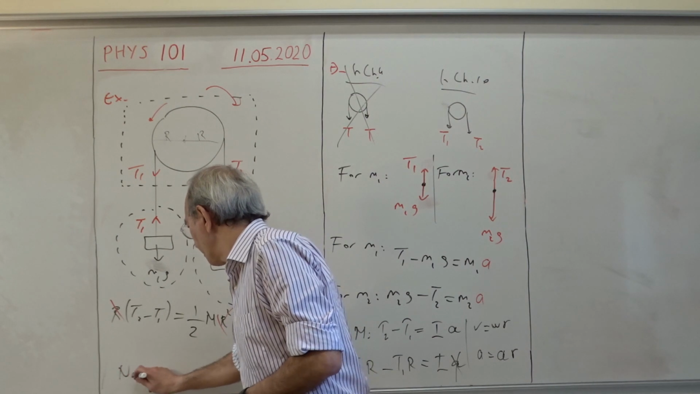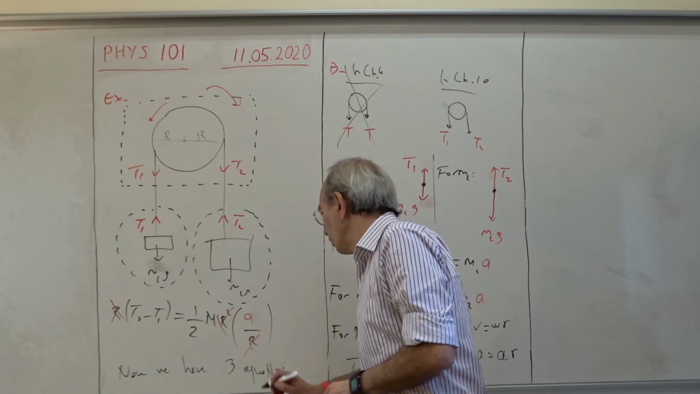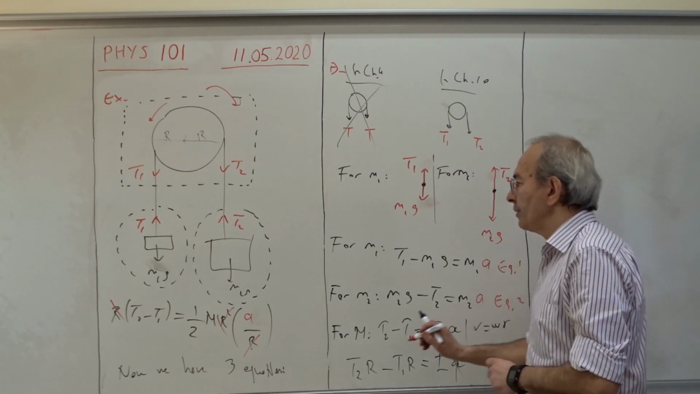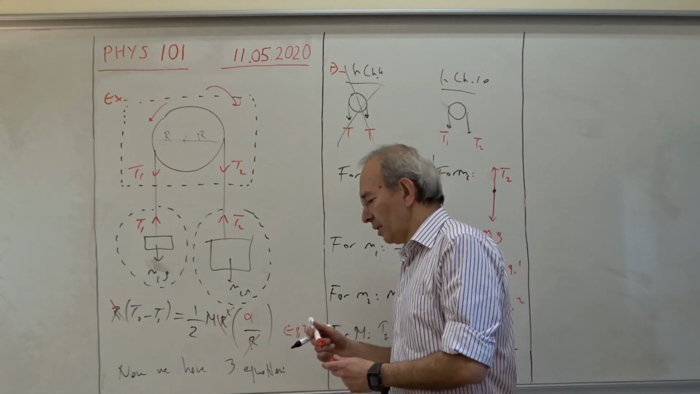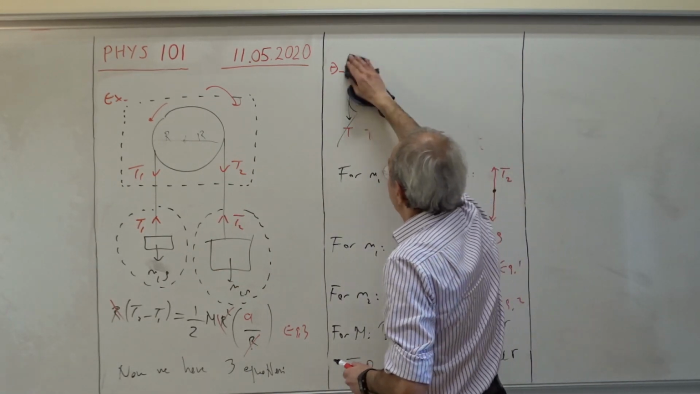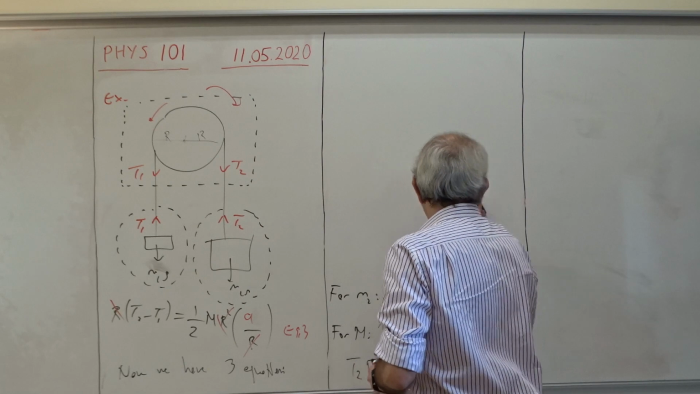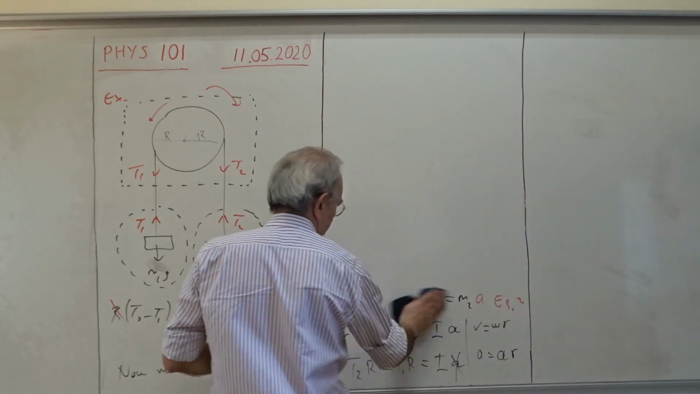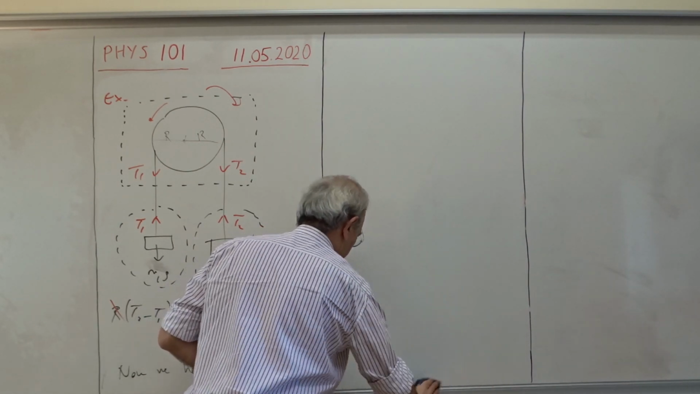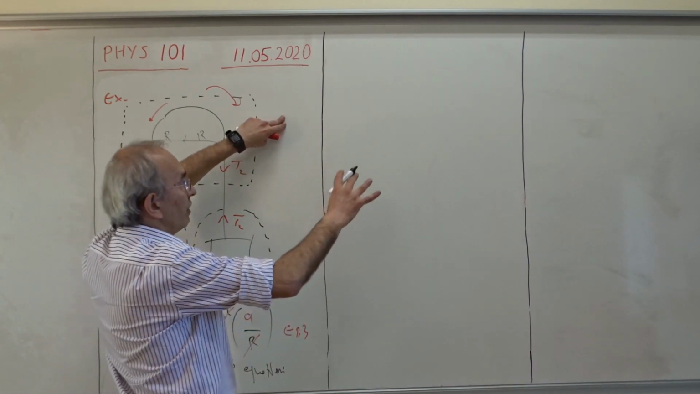Now we have 3 equations. What are they? First one, second one, and third one. And it is easy to solve them. Let me rewrite these. So we have 3 equations.